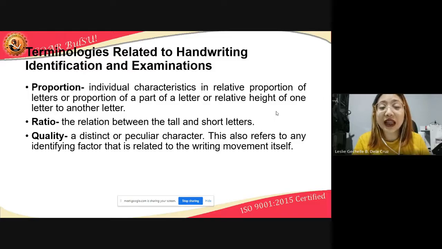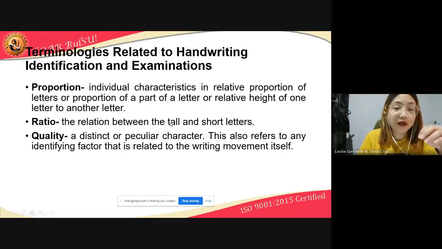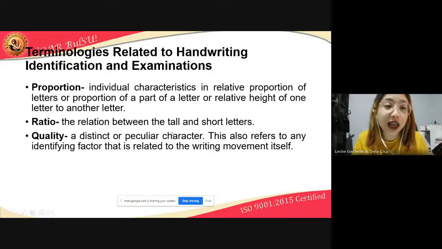Pag sinabi naman nating ratio, ito ay yung relation between the tall and short letters. Titignan din natin kung match ba yung height ng tall letter doon sa mga small letters. For example, itong word na tall, T-A-L-L. Kung match naman sila, for example, itong letter T is font size 24, letter A is also font size 24, then they are in good ratio.